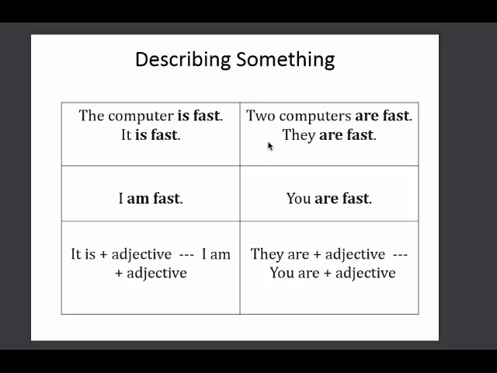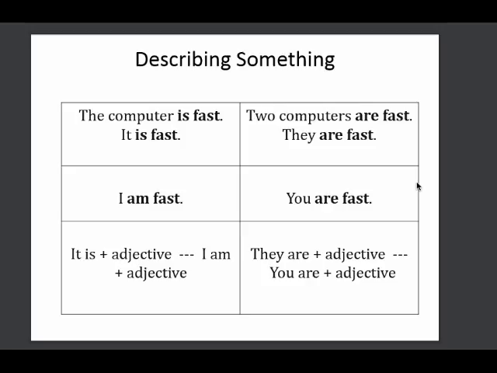Over here, two computers are fast. They are fast. Notice the noun is plural, so we make the verb plural and we use are. Same with the pronoun, they. We use the verb are fast.